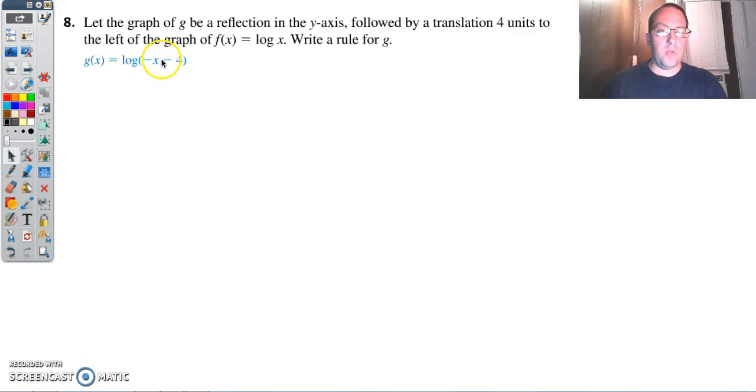and 4 units to the left is going to be minus 4. Actually, we have 4 units to the left. It's plus 4, but that negative does get distributed to the 4 as well. And so it gets a minus 4. And it's really weird, but there it is.